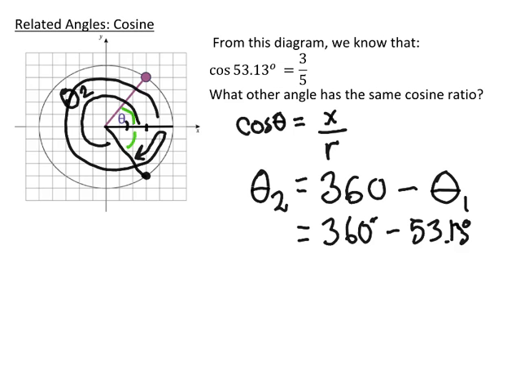And that is going to be 306.87 degrees. And so if you do the cosine of 306.87 degrees, you'll get 3 over 5, or really, really close to 3 over 5. We just rounded off our angle a little bit.